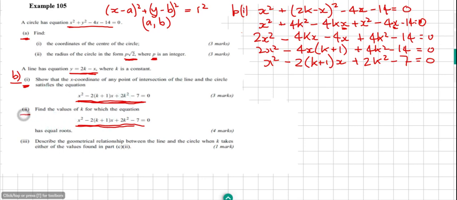So we've now, in part 2, got to find the values of k for which this equation has equal roots. So equal roots means it only has one solution. So this would be the case where there's actually a tangent to the circle. And so for one root, which is also called equal roots, then we need to look at the discriminant again. So we're going to look at the discriminant.